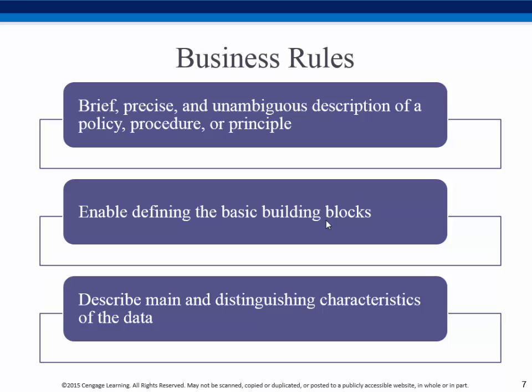All right. Business rules: a brief, precise, and unambiguous description of a policy, procedure, or principle. It enables defining the basic building blocks and describes main and distinguishing characteristics of the data. From a database point of view, the collection of data becomes meaningful only when it reflects properly defined business rules. Again, a business rule is a brief, precise, and unambiguous description of a policy, procedure, or principle within a specific organization.